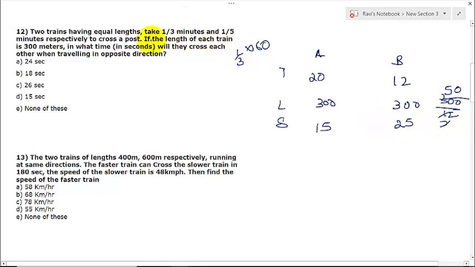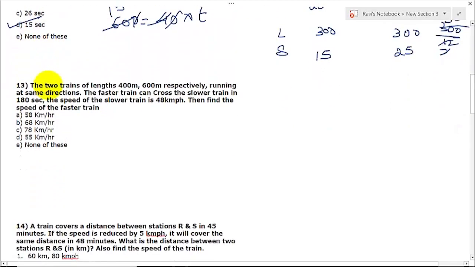Now what they are asking is, what time will they cross each other if they are traveling in opposite direction. The total distance to cover is the addition of the two lengths, 600, and the speed is the addition of the two speeds, that is 40, into time. So time will be 15 seconds, which is in option D, so the answer will be D.